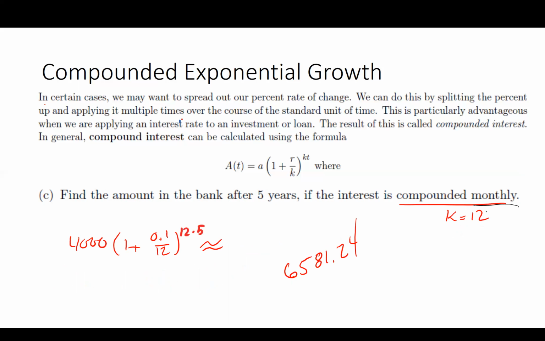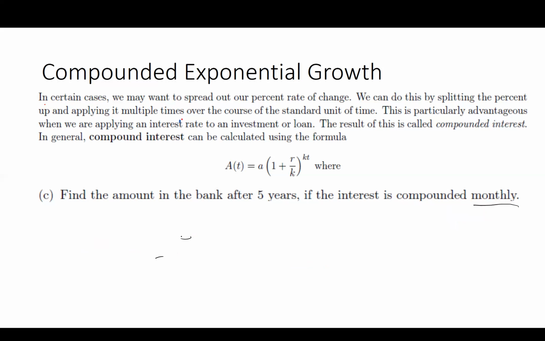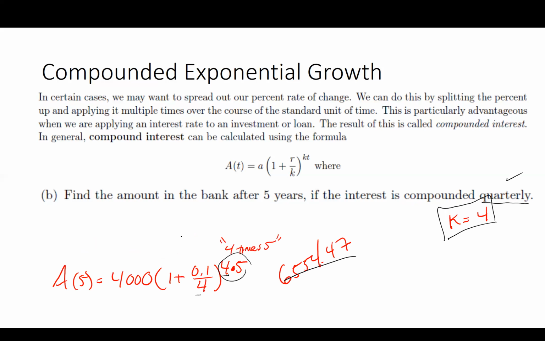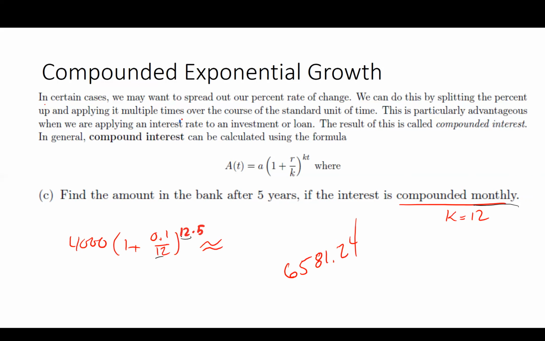If you ended up with $6,581.24, you did this one correctly. Here our K is equal to 12 because we're compounding it 12 times a year. Now again, you'd think to yourself, why aren't these values blowing up? They aren't going to space, and you'd think they would be. 6,554, 6,581. That's like $27 going from quarterly to monthly. I'm compounding three times more often, but for whatever reason, I'm only getting $27 from that. That's weird.